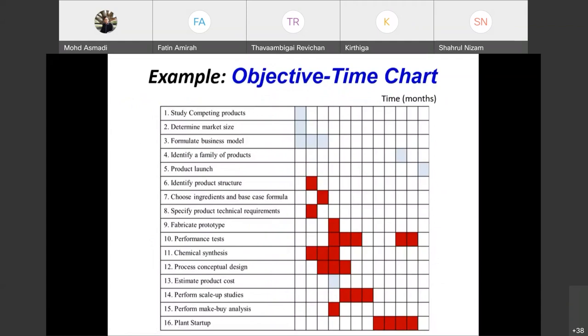Okay, any question about the time chart? Any question? Dekat saya dah sakit lah.